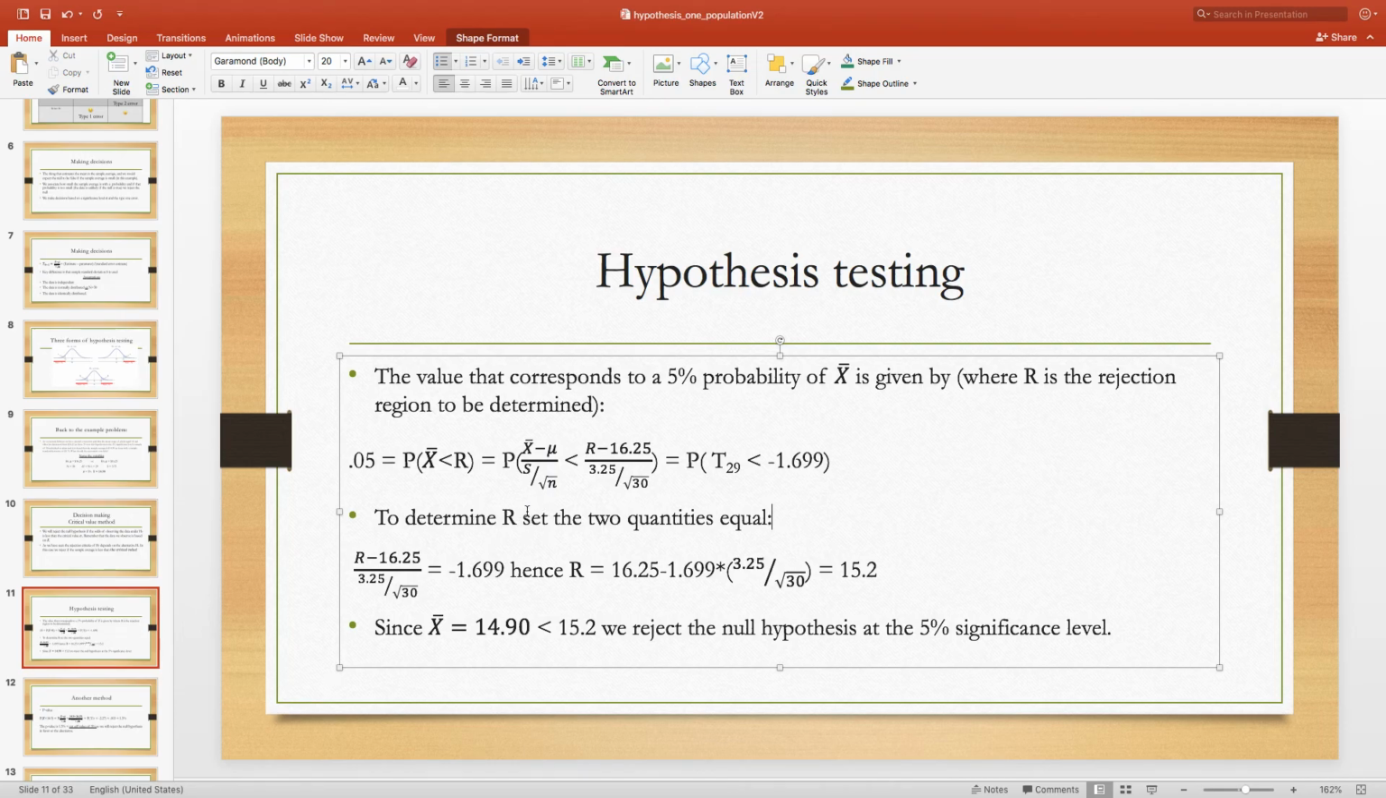To determine the rejection region, I set this quantity equal to this quantity. After all, they're equal, so I do some algebra and solve for these two values. The rejection region is given by 16.25 minus 1.699 times 3.25 over root 30. So if the sample average is 15.2 or less, I'm going to reject the null hypothesis in favor of the alternative. Since our sample average is 14.9, which is less than 15.2, it is in the rejection region, and we reject it at that level of significance. This level of significance will change the value for rejection.